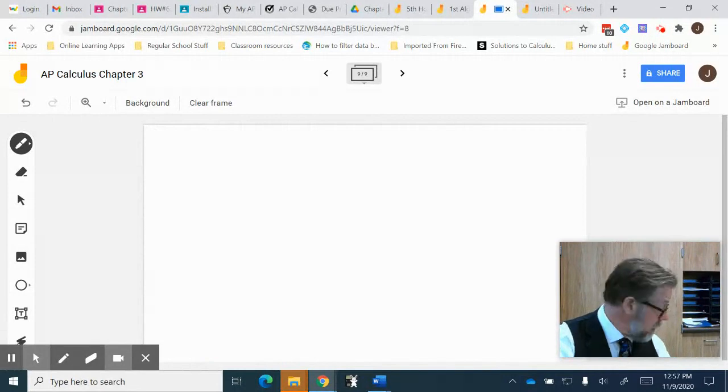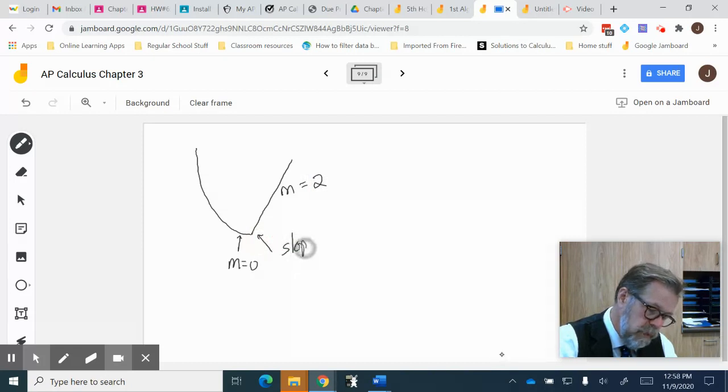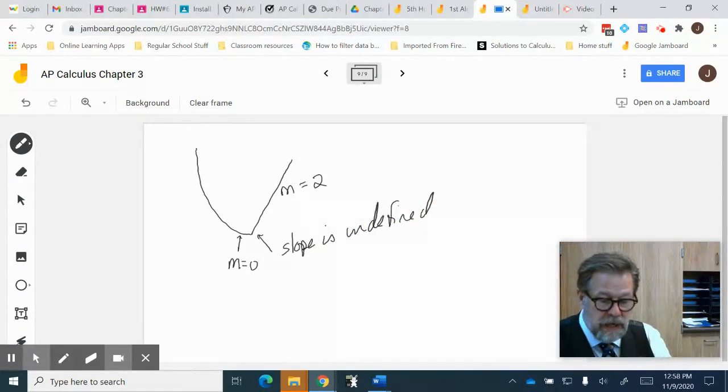So if I'm looking at this function, what I actually have is a parabola, slope equals 0, or is approaching 0, and I have a line, slope equals 2, and right here, the slope is undefined because it is different on each side of that point.